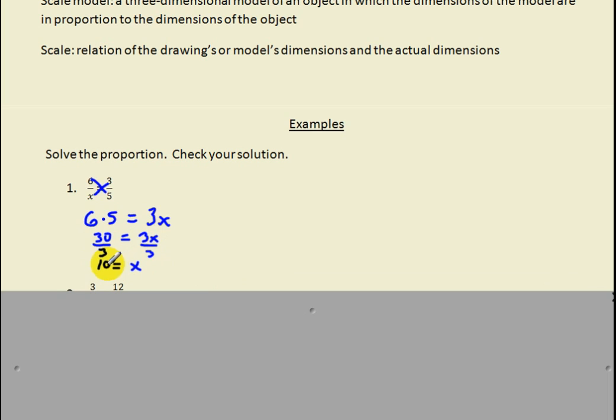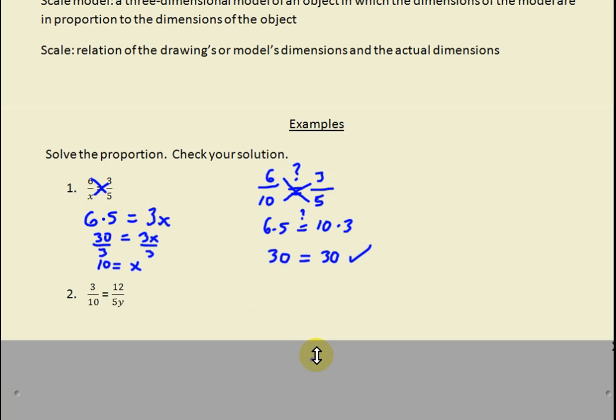And to check that, we can substitute 10 back in place of x. So we have 6 over 10. Does that equal 3 over 5? And of course you can check this a couple ways. If you multiply 3 times 2, you get 6. Multiply 5 times 2, you get 10. So that checks. We can also double check using our cross multiplication. 6 times 5, and does that equal 10 times 3? And of course 6 times 5 is 30. 10 times 3 is 30. And so it checks.